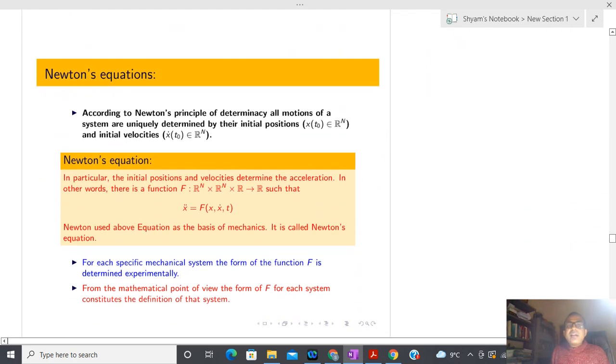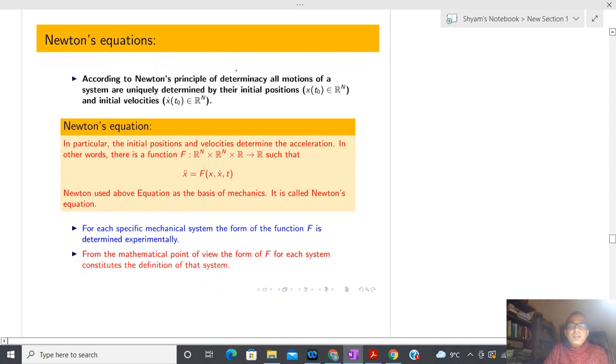Now, according to Newton's law of determinacy, what is Newton's law telling? If you know the initial position and initial velocity, then you are able to guess the future state x(t). That is the kind of thing he tried to formulate, and he knew the background. What he developed for that: first he developed calculus. Two people developed calculus, Leibniz and Newton.